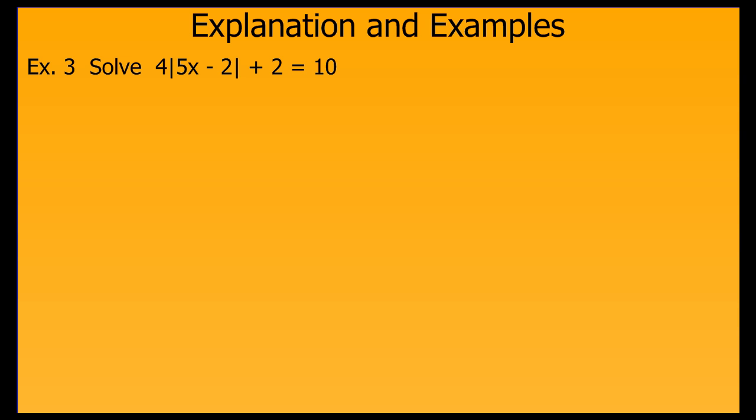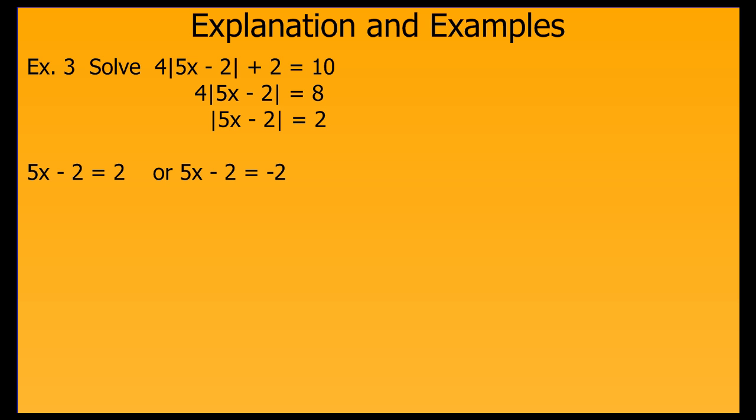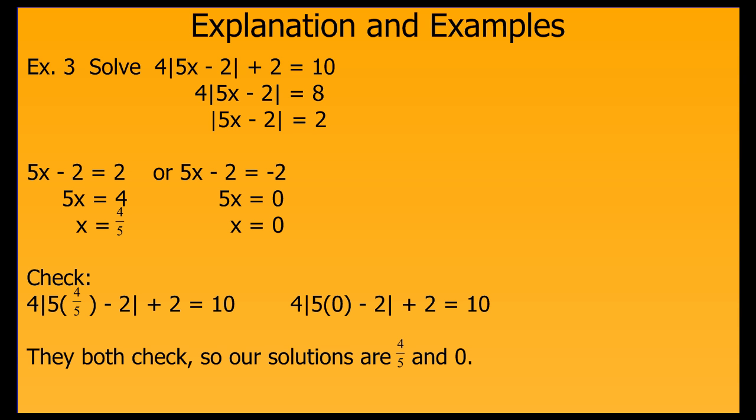Here's another example. This one is a little more complicated. I need to isolate the absolute value expression, so first I add 2 to both sides, and then I divide by 4. Now I can write my two equations. 5x minus 2 equals 2, or 5x minus 2 equals negative 2. We can solve each of those equations to get our two answers, 4/5 and 0. Then we can check our two solutions by substituting them back into our original equation. They both work, so our solutions are 4/5 and 0.